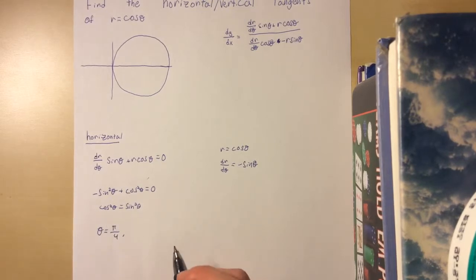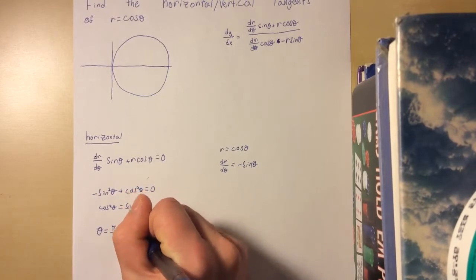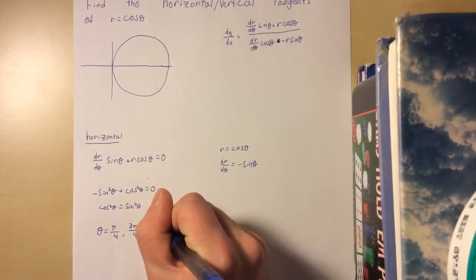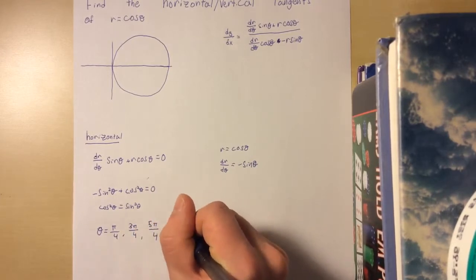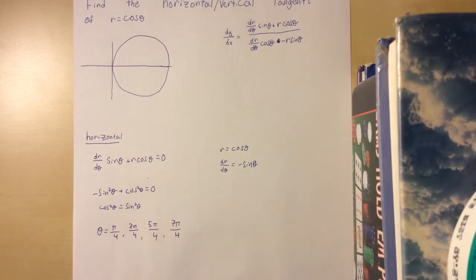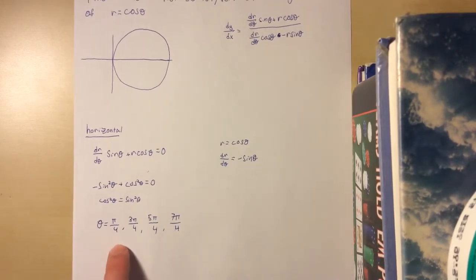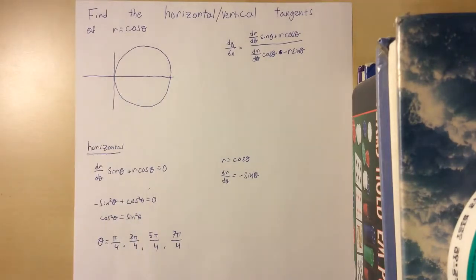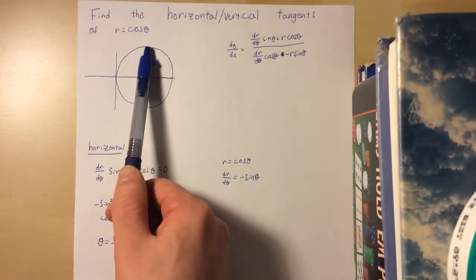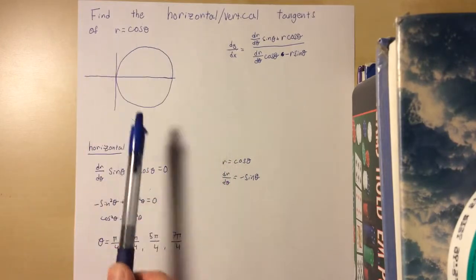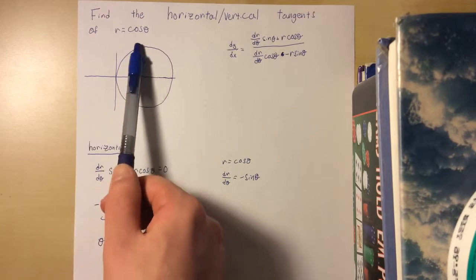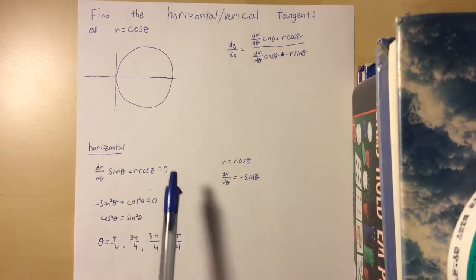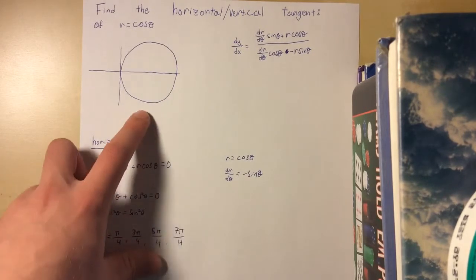When else does this occur? Well, it'll also occur at 3 pi over 4, 5 pi over 4, and 7 pi over 4. So those are going to be the angles of the points at which there is a horizontal tangent. So let's go back to our graph of r equals cosine theta. Pi over 4, that's this point over here, and as you see, there's a horizontal tangent. 3 pi over 4 would bring you back here, 5 pi over 4 would bring you back up here, and 7 pi over 4 will be down there.